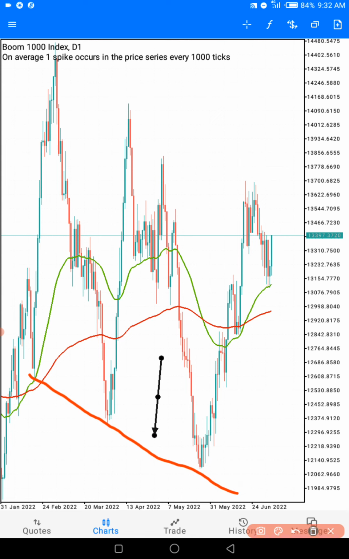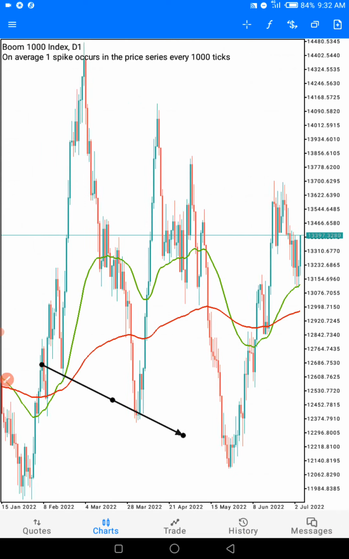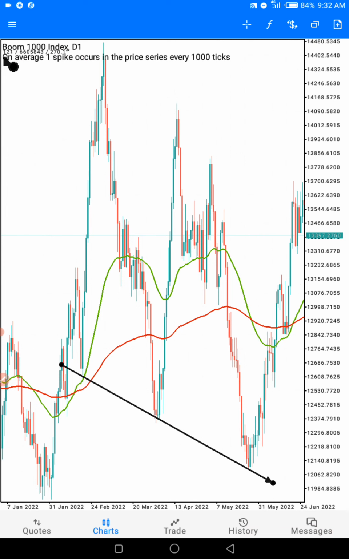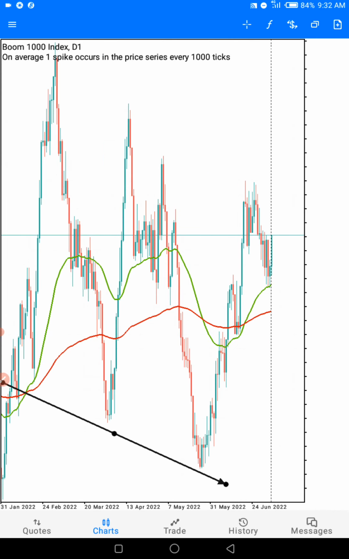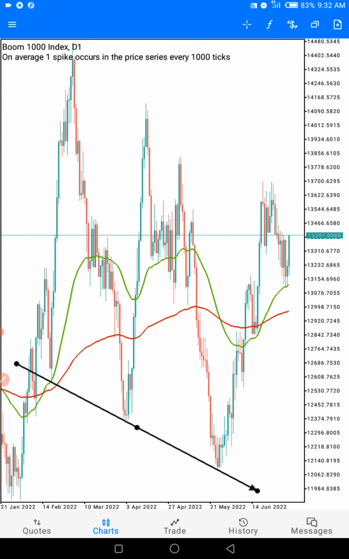Okay, let me use the trend line so that we can understand this. Here is what we have on the chart. Here is a concrete confirmation that this trend is going to run in this direction in the next few days. This is a daily candle, and this is what we have.